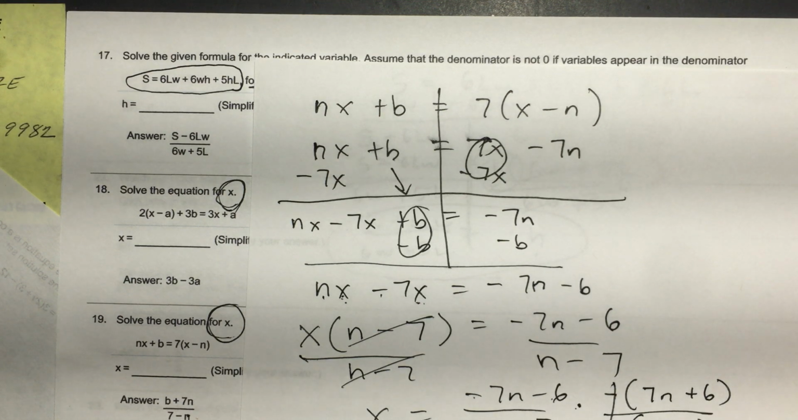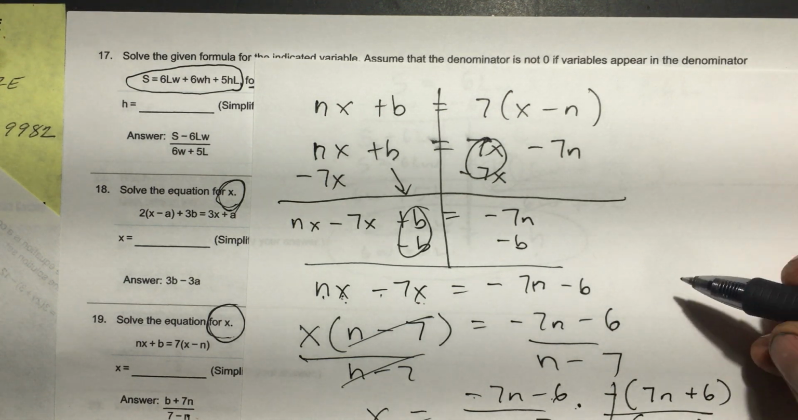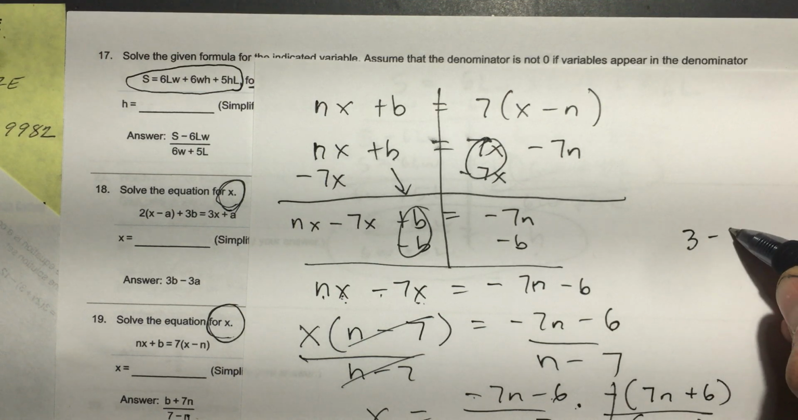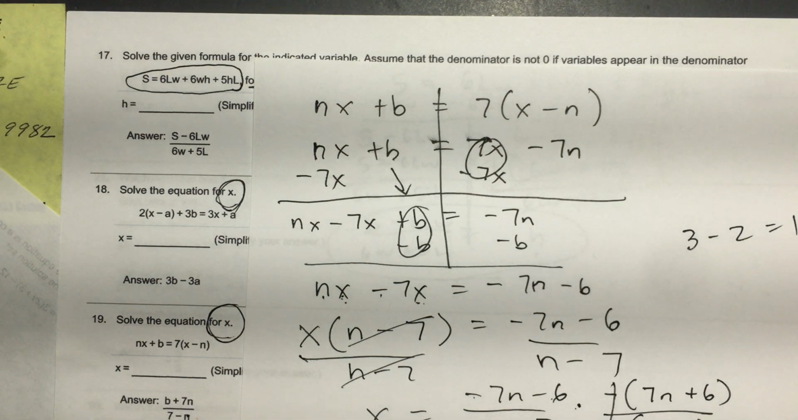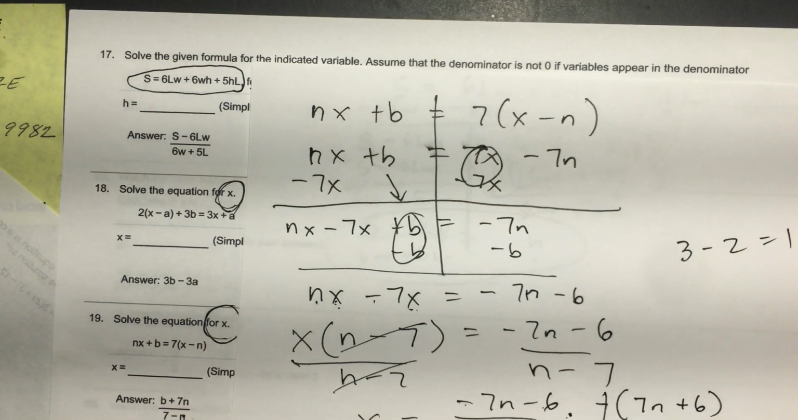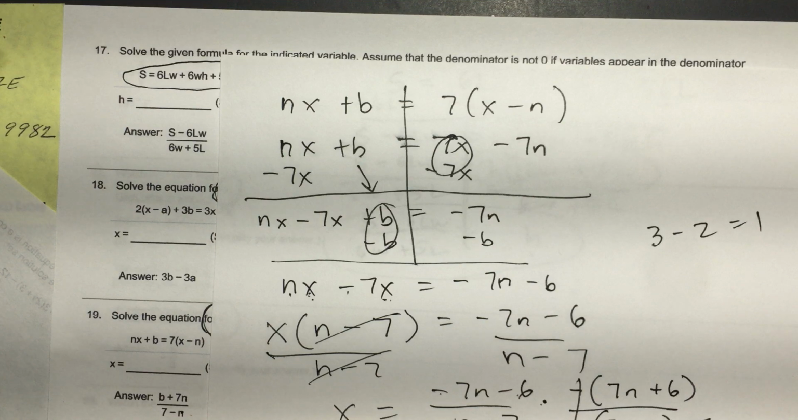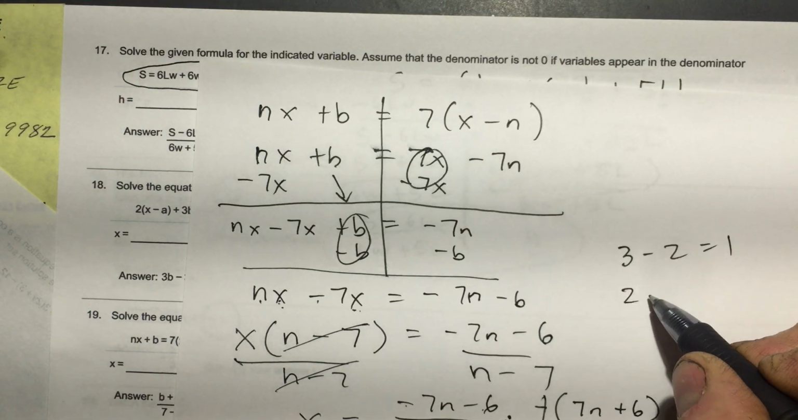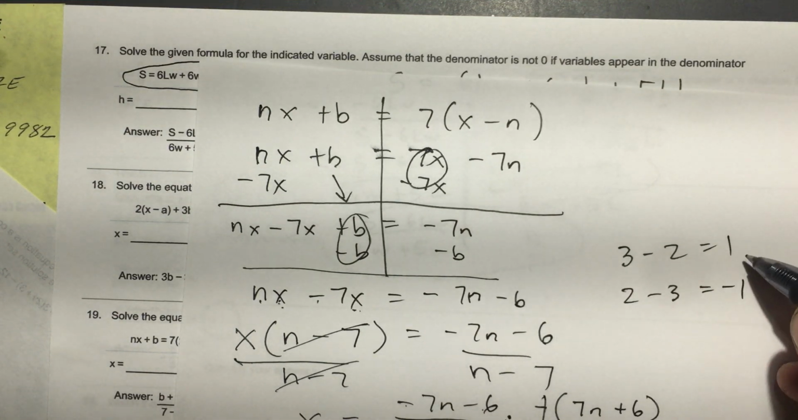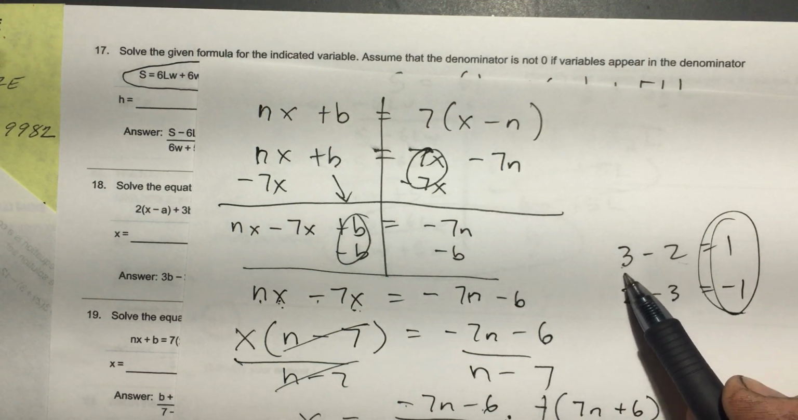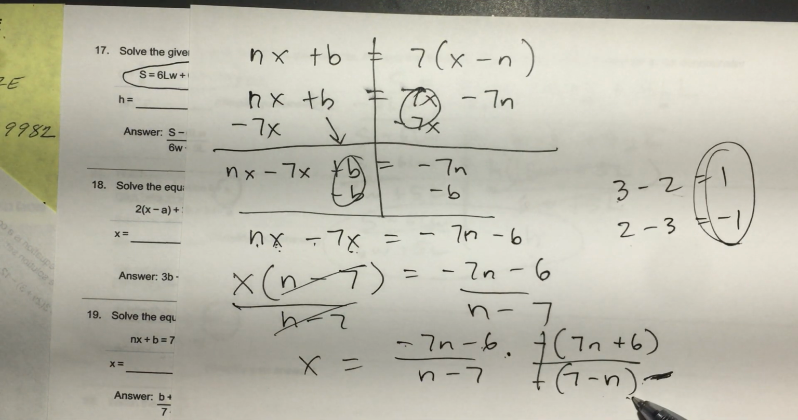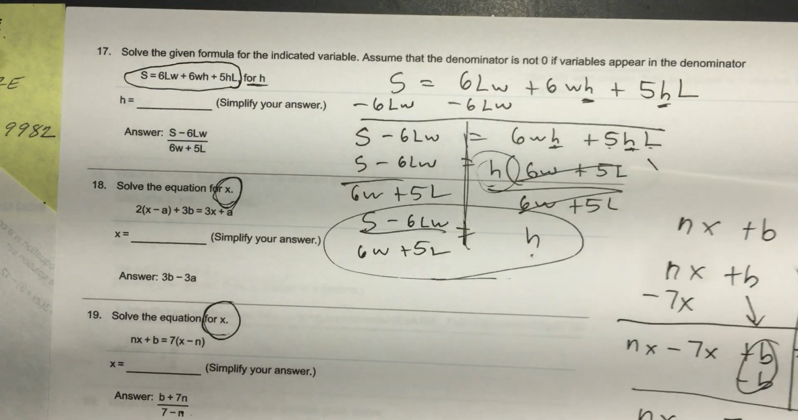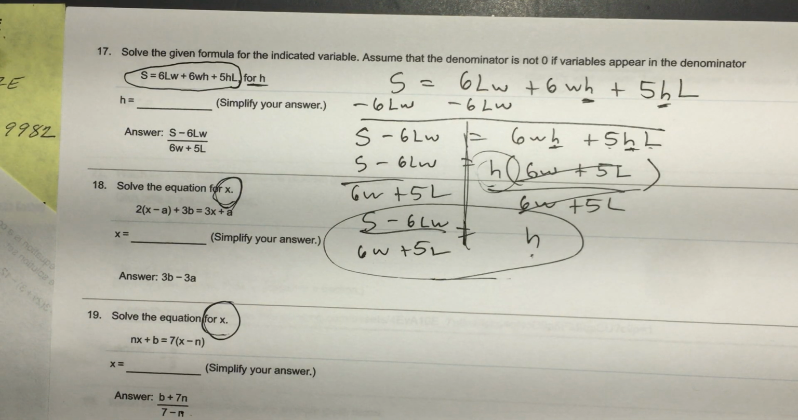Let me explain what they did right here. 3 minus 2 is 1. If I switch those, 2 minus 3 is negative 1. These are opposites. So if I switch these over in subtraction, I get the opposites. So that's what happened down here on this.